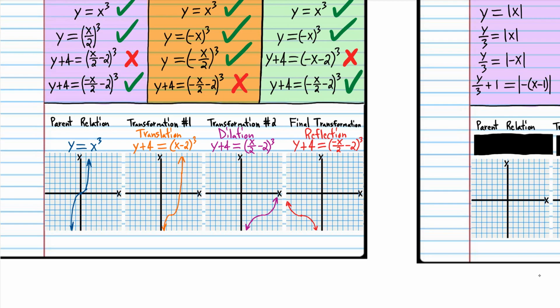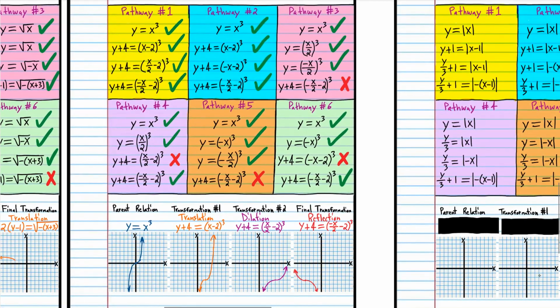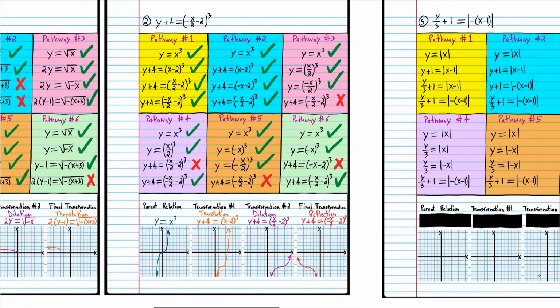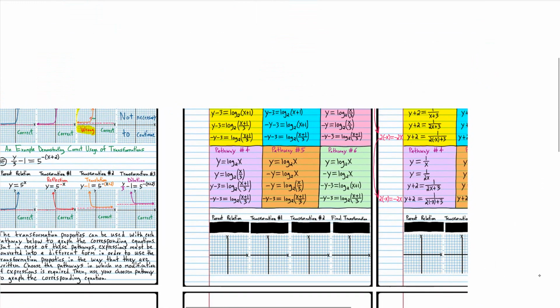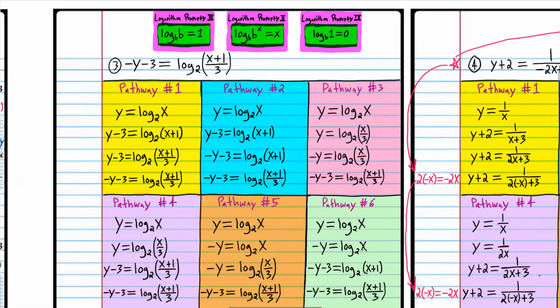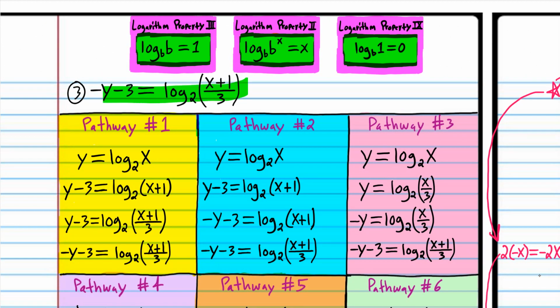We chose a simple pathway, pathway number 1, and we used the transformation method. So let's try a couple more of these before you try one on your own. Now we're going to go to the logarithmic relation. This is a pretty complicated graph here. Complicated equation, I mean.